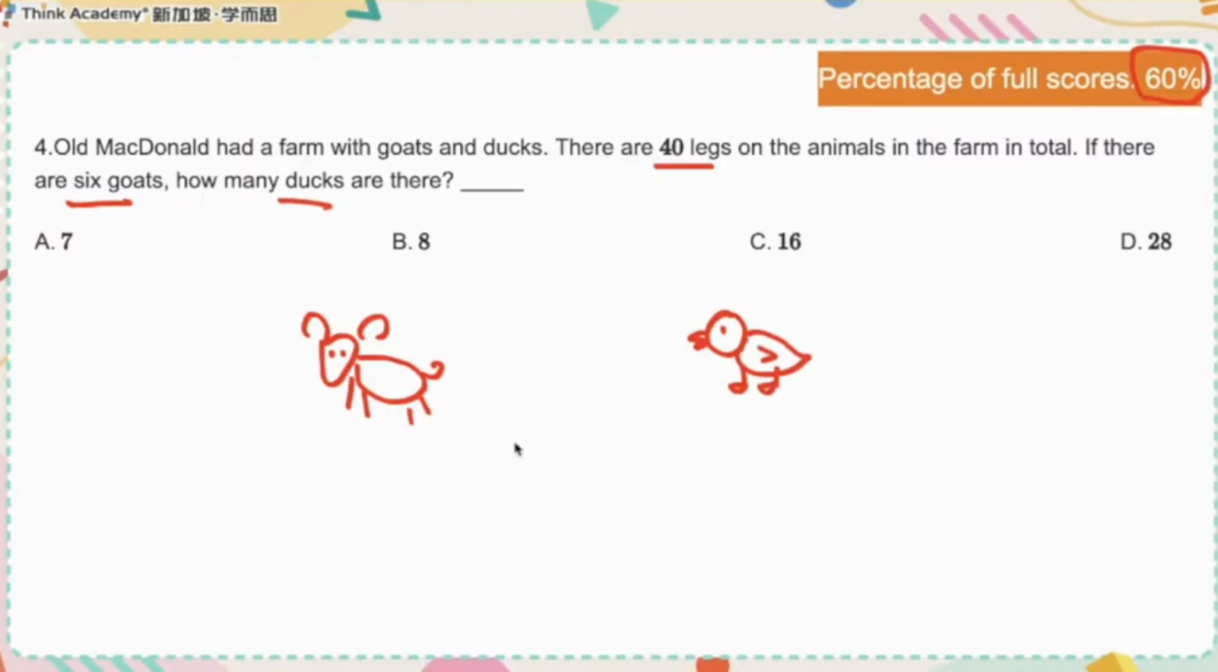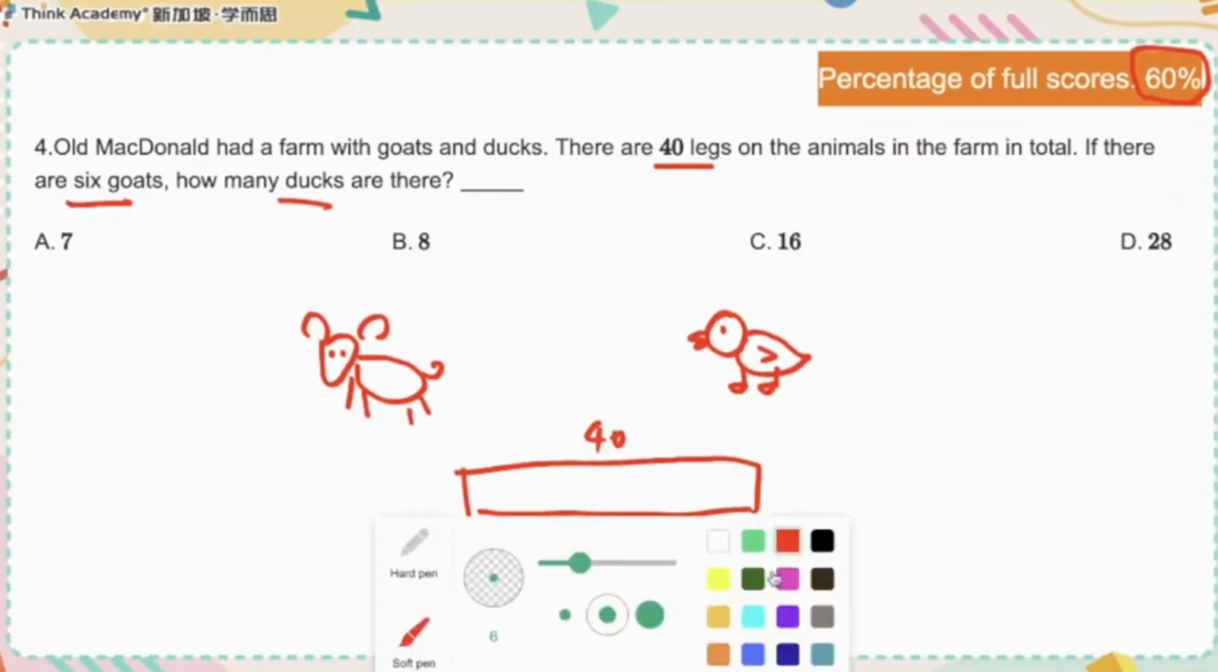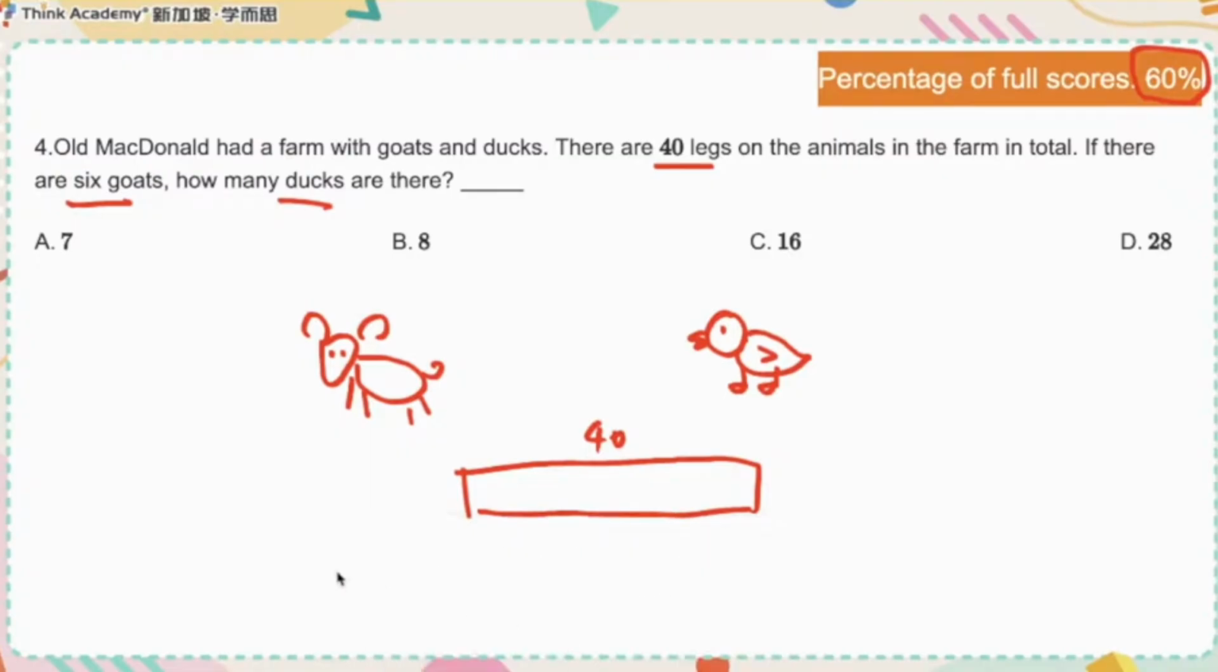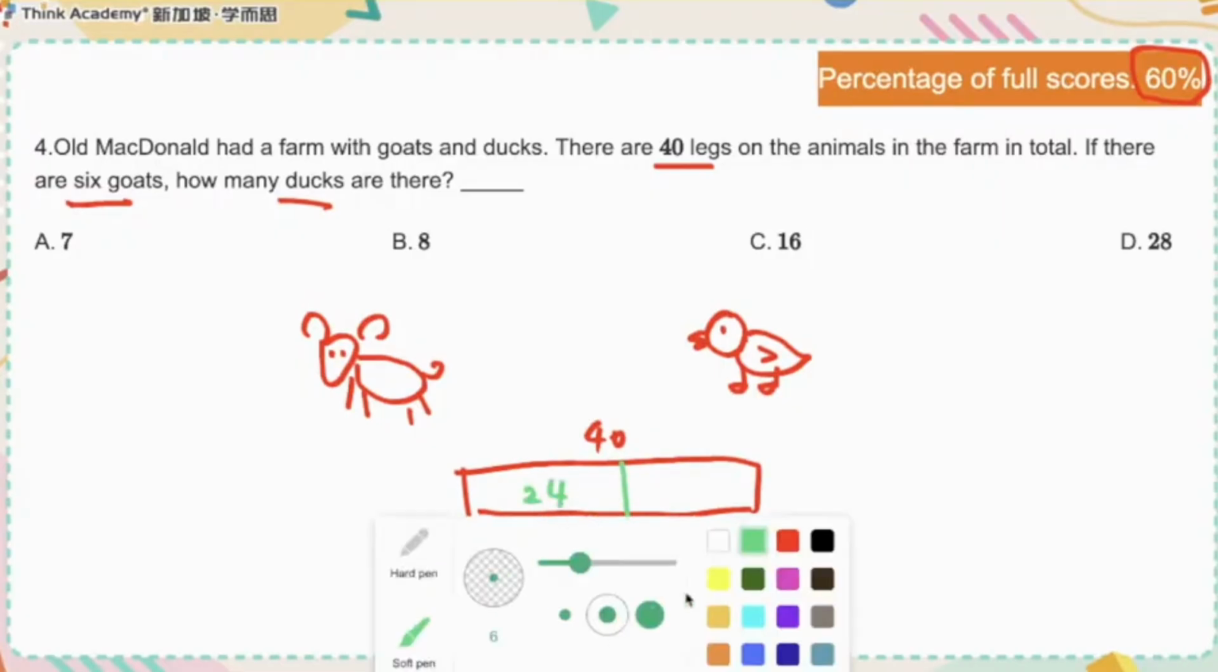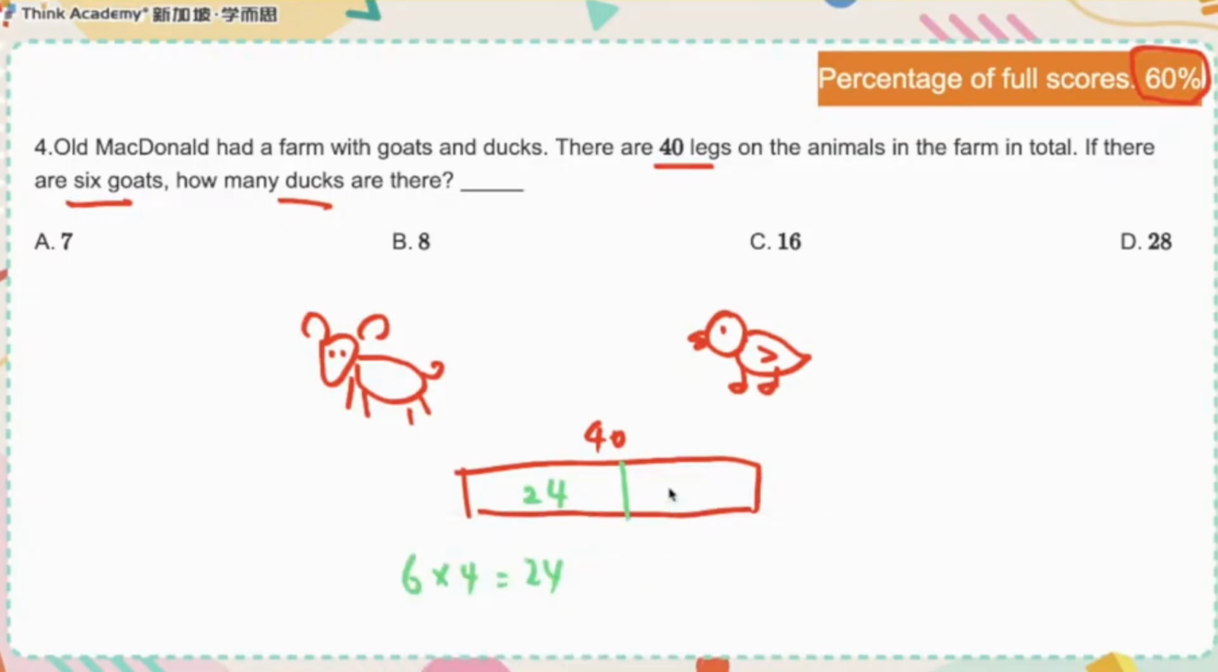So we can see there are 40 legs in total. Imagine this is the total. We got 40. And then there are 6 goats. So 6 goats got how many legs? Type in your chat box. If you know the times, then you can do times, right? That will be 6 times 4 equals 24, right? So you can see 24 legs belong to the goats. Then how many legs for the ducks? Yeah, that will be 40 minus 24 gives us 16.